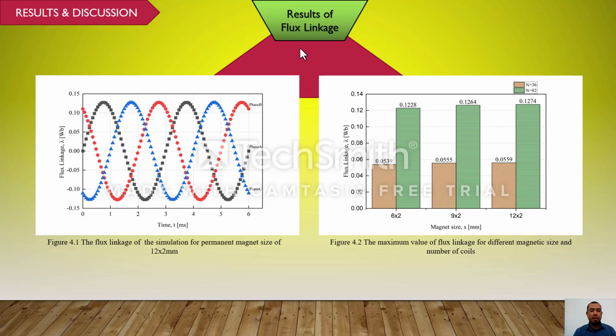The influence of flux linkage was noticed in this simulation for all models with a zero input current condition. Figure 4.1 depicts the motor flux linkage for a permanent magnet with a size of 12 × 2 mm. It shows a 3-phase sinusoidal waveform with a maximum flux linkage of 0.1274 Weber. From Figure 4.1, the value of maximum flux linkage is recorded and presented in Figure 4.2. From this result, it can be concluded that the size of the permanent magnet and the number of coils have an impact on the flux linkage value.